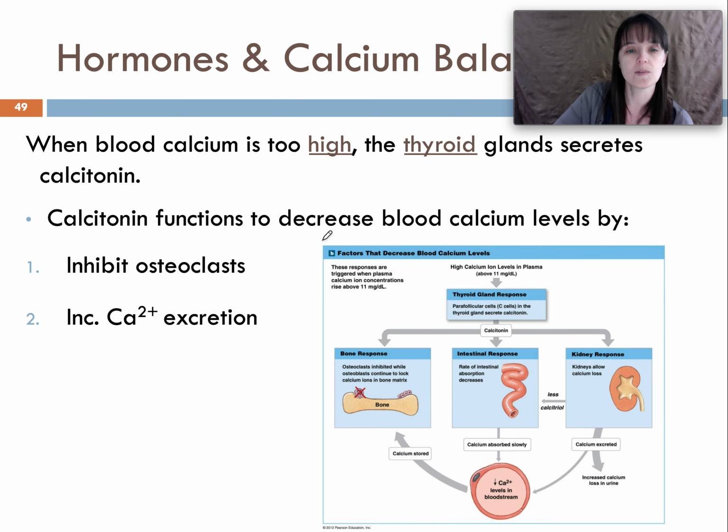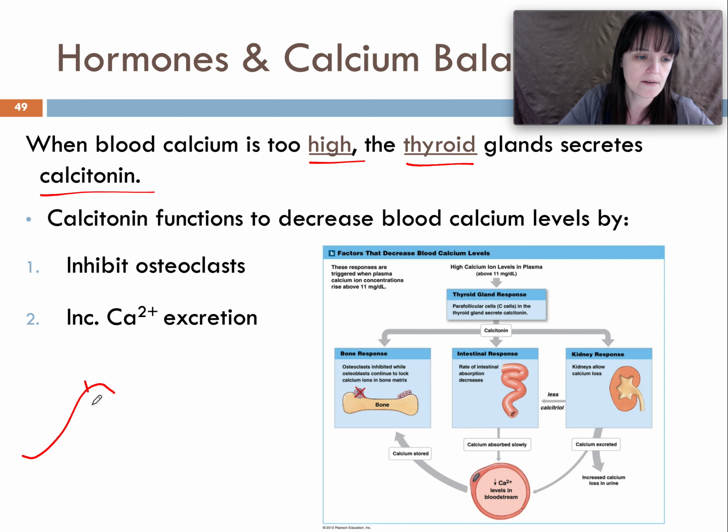Next. When blood calcium is too high, the thyroid gland secretes calcitonin. Calcitonin decreases blood calcium levels. So when blood calcium levels are too high, we're going to release the calcitonin, which is capital C, capital T, and it functions to decrease blood calcium levels.